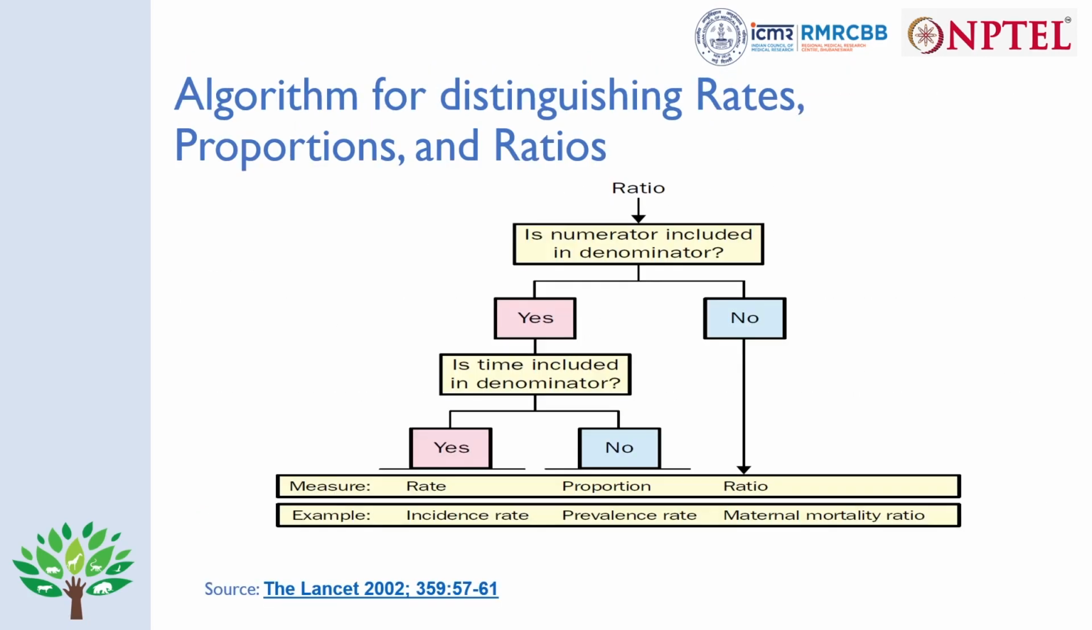So this is an algorithm for distinguishing rates, proportions and ratios. A ratio is simple: when the numerator is not part of the denominator, it is a ratio. But when the numerator is a part of the denominator, it can be a rate or a proportion. If time is included in the denominator, we call it a rate, but when time is not included in the denominator, it is a proportion. So these are the examples of rate, ratio and proportion. This is very important in quantitative research and in the expression of its results.